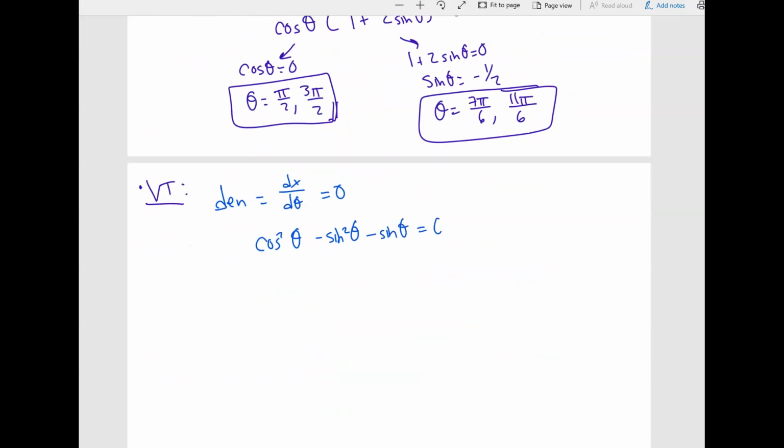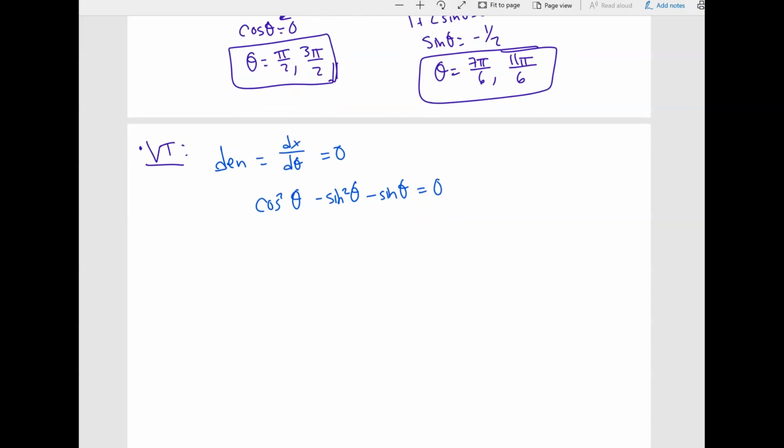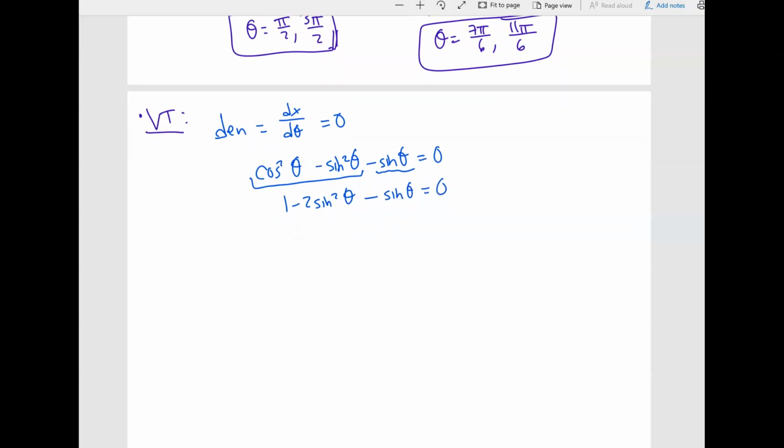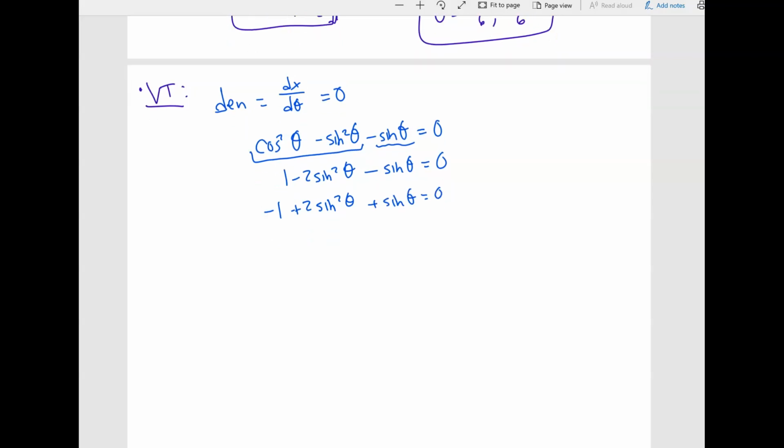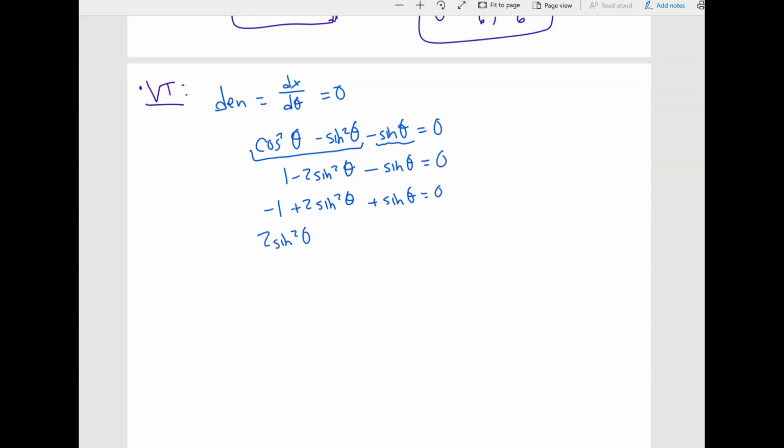Okay, so at this point, you have to be really smart about what you want to do. One of the things that I see is that you have a sine θ. This is actually a trig identity that you can use. Cosine squared θ minus sine squared θ gives me 1 minus 2 sine squared θ, then minus sine θ. So then I have a sine θ all the way around. I'm going to divide by a negative. So I have negative 1 plus 2 sine squared θ plus sine θ equals 0. I'm going to write this as 2 sine squared θ plus sine θ minus 1 equal to 0.